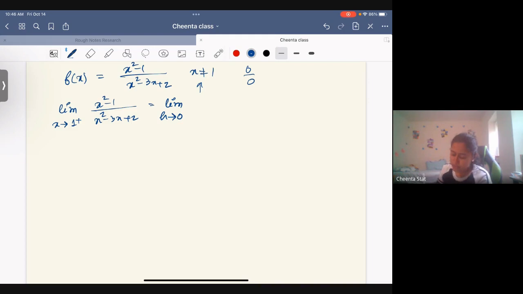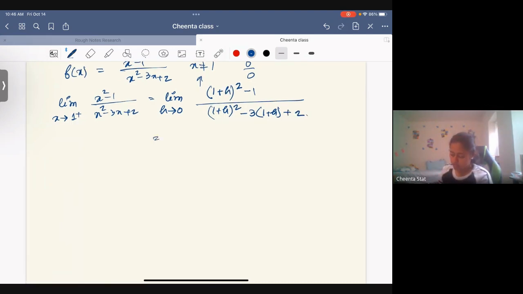Okay. Because 1 plus... so we will do it in terms of this. 1 plus h. Okay. h is positive, approaching from the right-hand side. So 1 is a functional value plus h whole square minus 1 by 1 plus h whole squared minus 3 of 1 plus h plus 2. Okay.